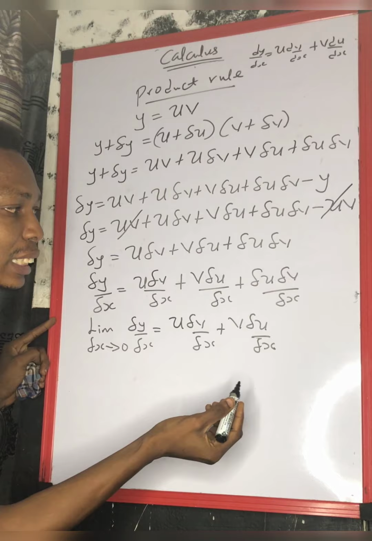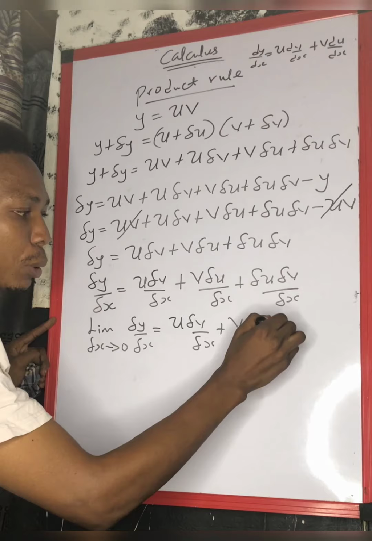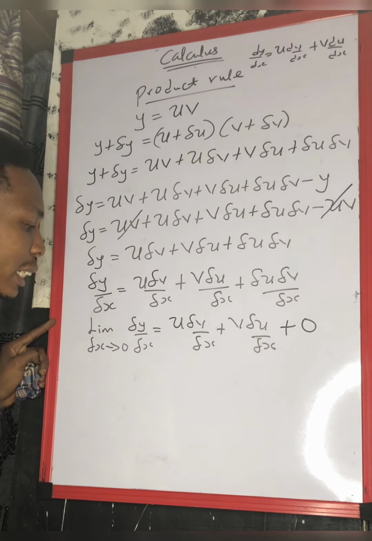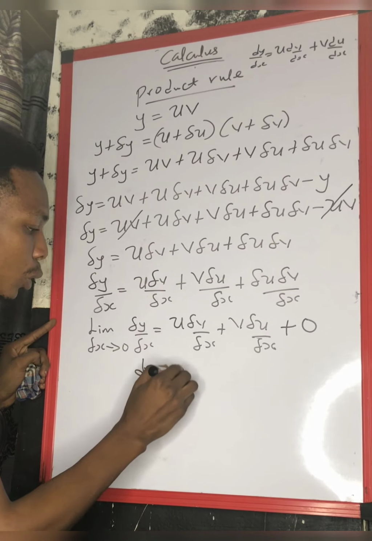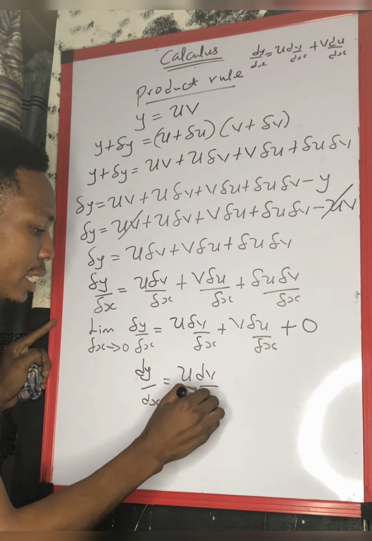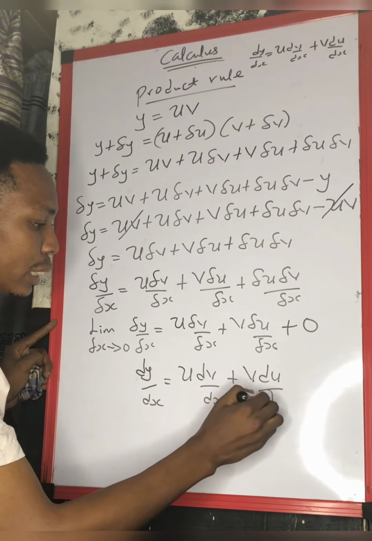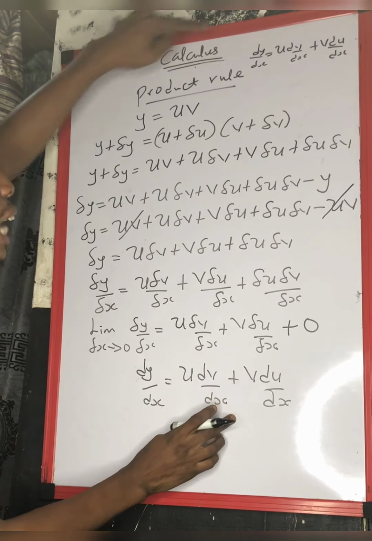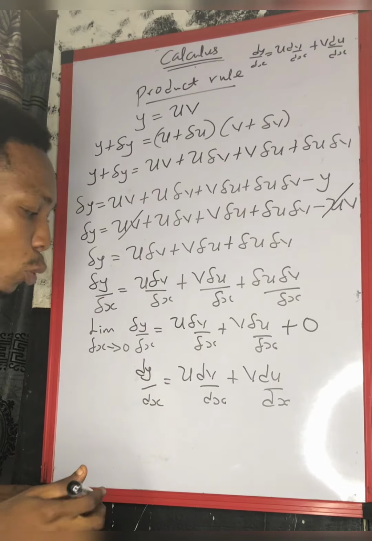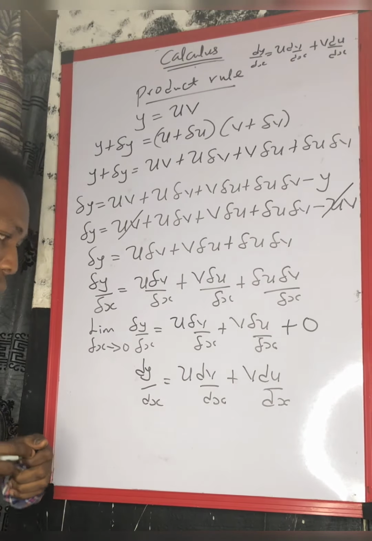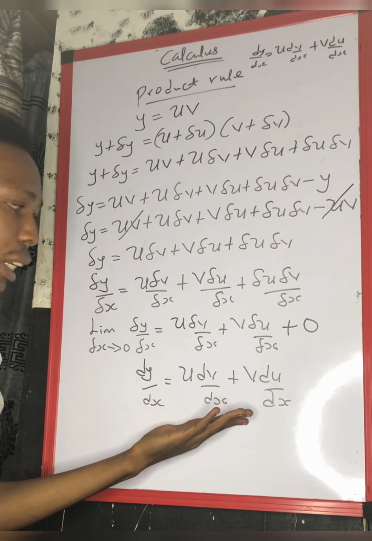What you are going to do is take the limit of everything here, and neglect the last term, which goes to 0. So at the end of the day, your dy/dx becomes u dv/dx plus v du/dx. So that's how they got this formula. This formula is known as the product rule. We are going to take some questions using this formula. All right.